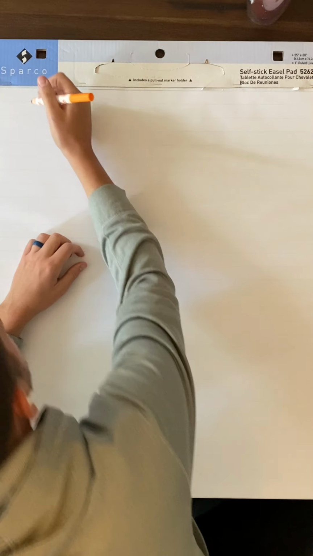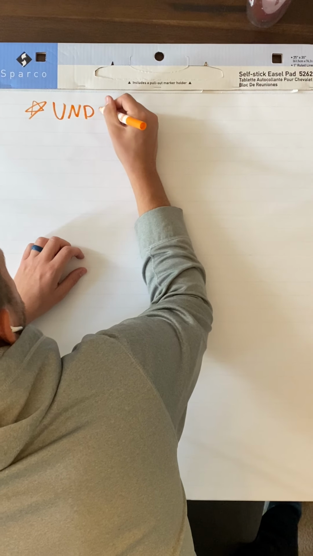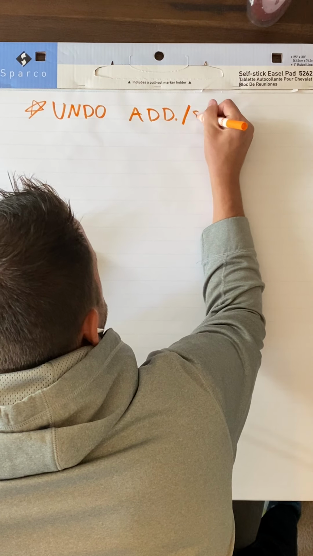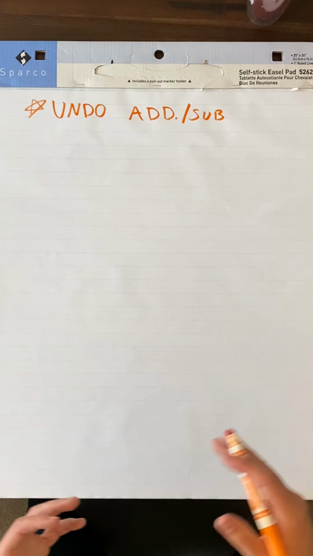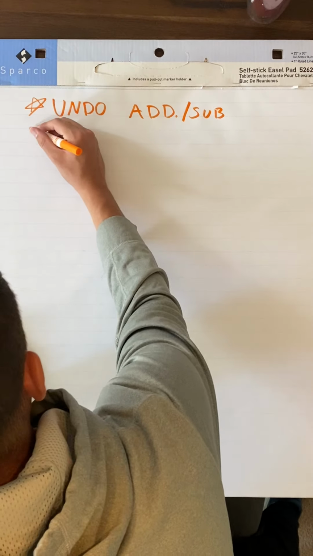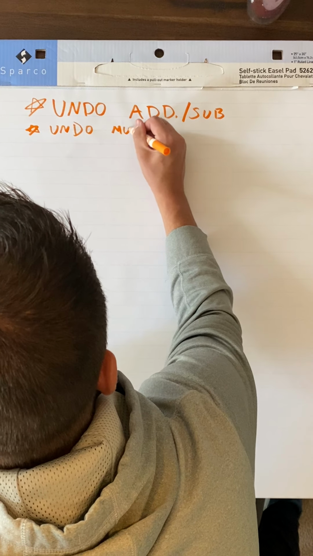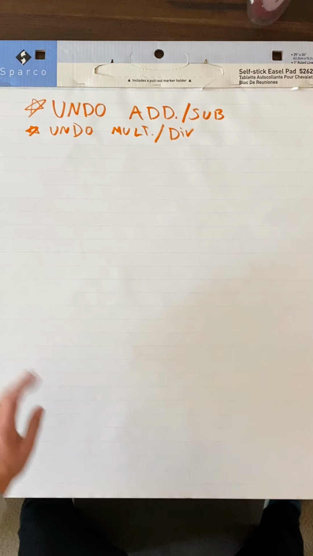So we're going to undo addition and subtraction. How do we undo them? We do the opposite. So if it's already addition, we do the opposite and we subtract. If it's already subtraction, we do the opposite and add. Then we undo multiplication and division by doing the opposite.